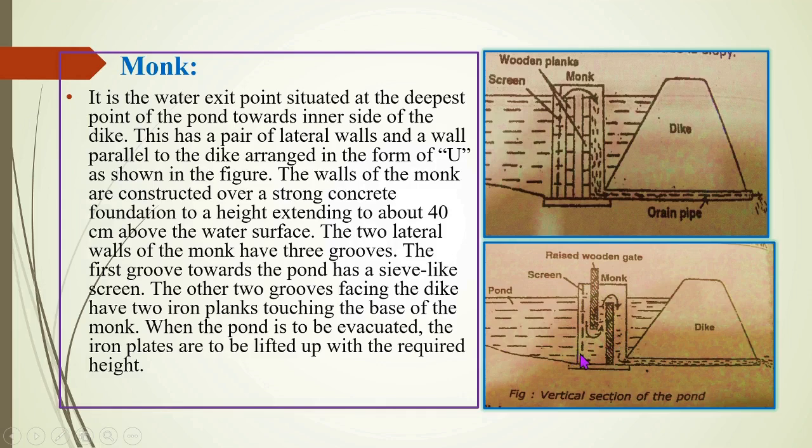The first groove is towards the pond. It has a sieve-like screen. The other two grooves are facing the dike, and are fitted with iron planks touching the base of the monk.